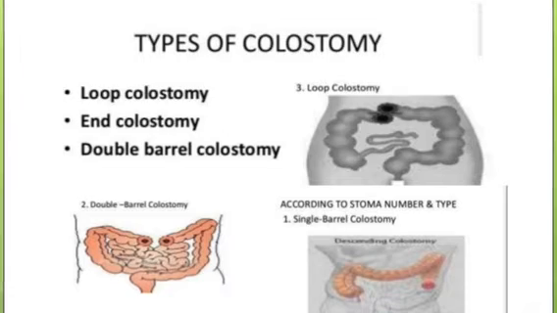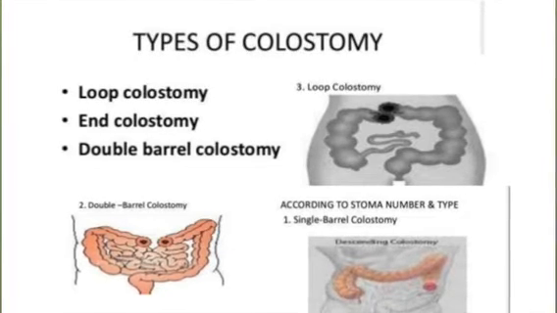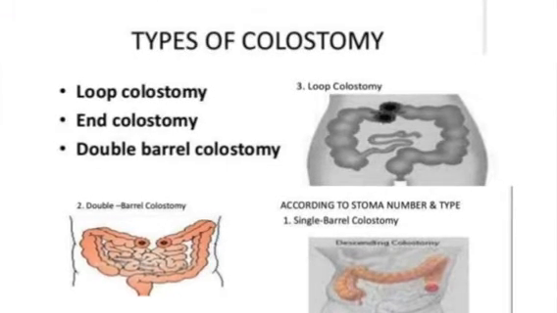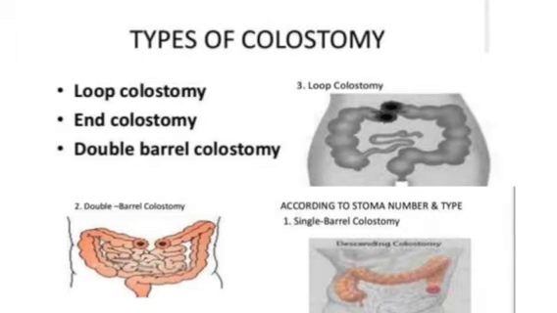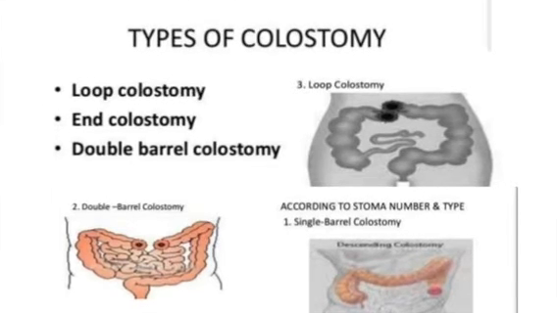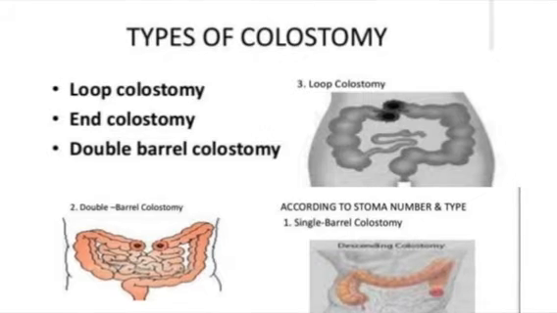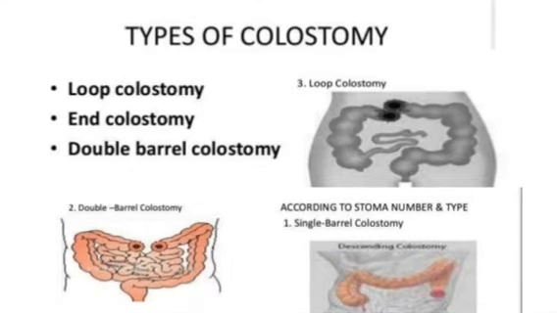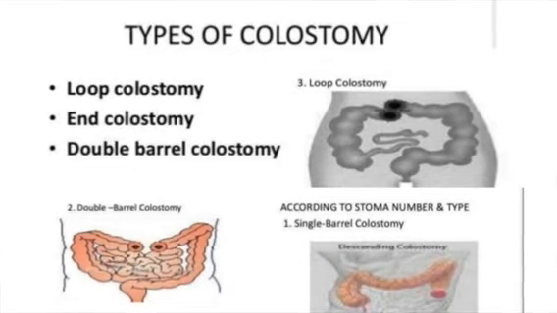A double barrel colostomy divides the colon into two ends that form two separate stomas, and the stool exits from one of the stomas, and mucus exits from the other. This type of transverse colostomy is the least common, so it doesn't happen as often as the others.